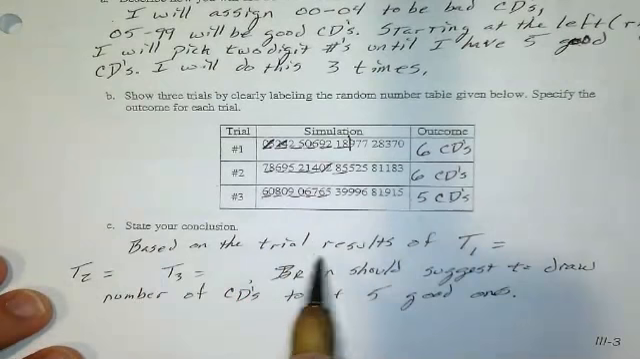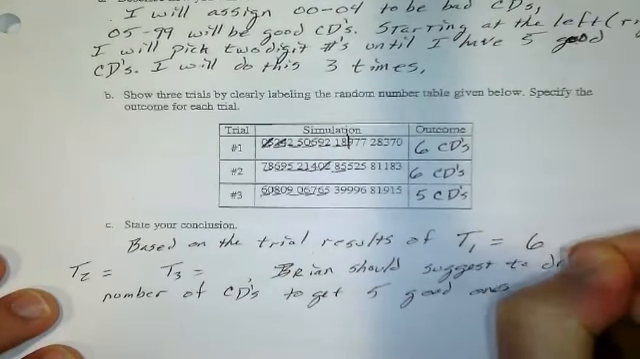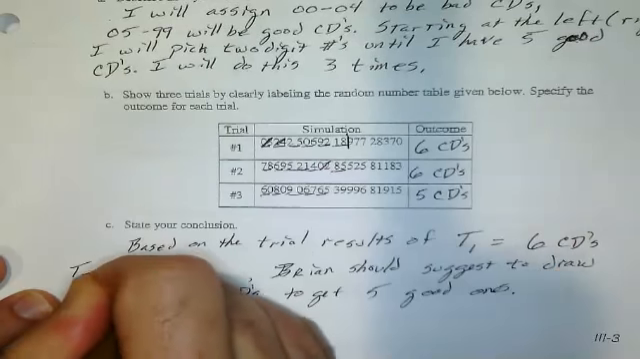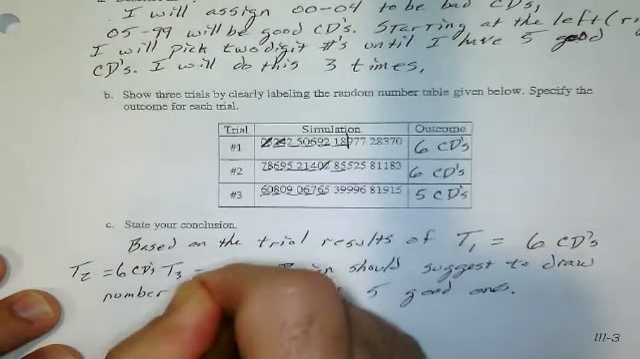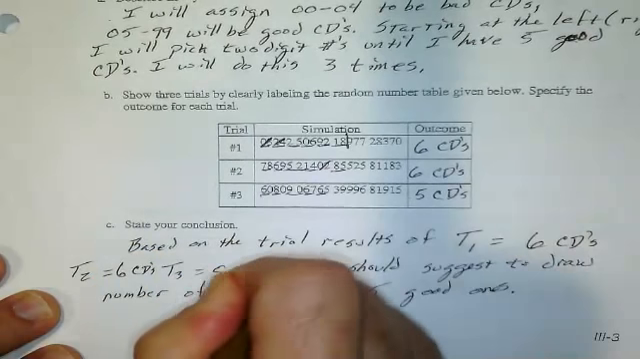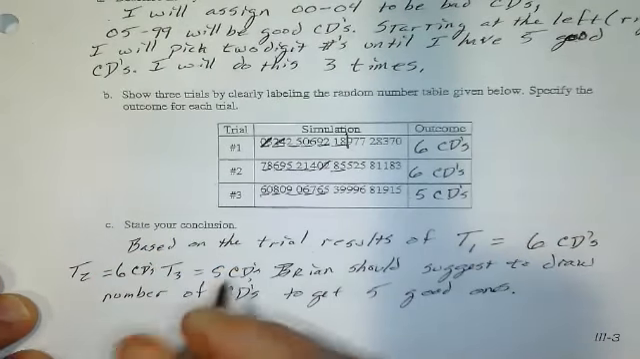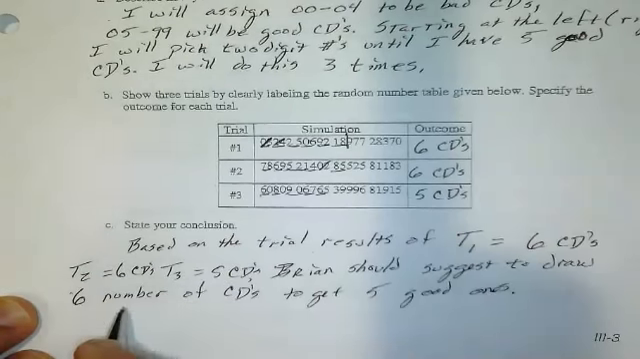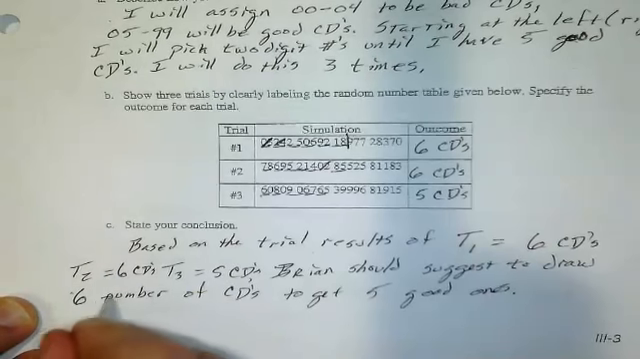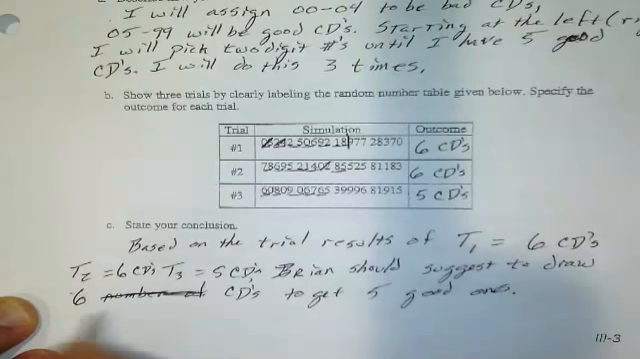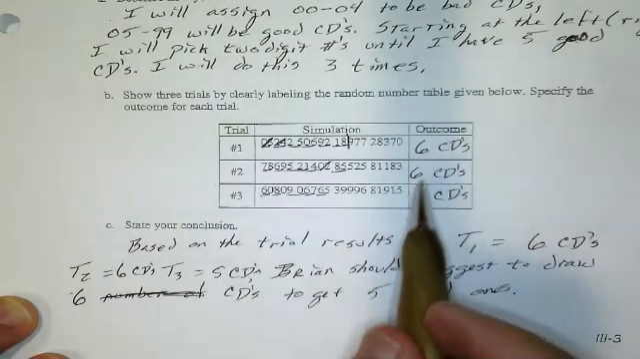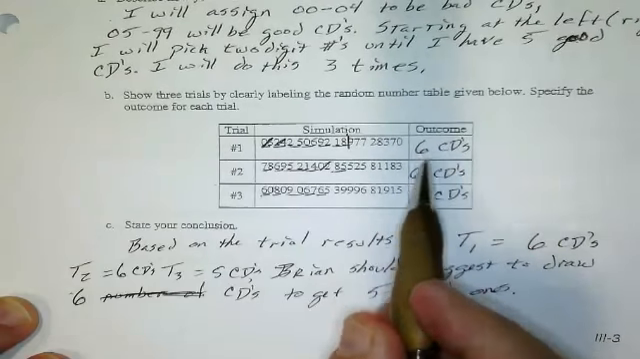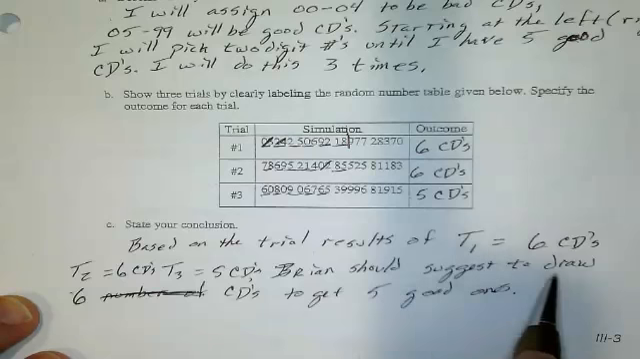So 5 CDs. So based on the trial results of trial 1 being 6 CDs, trial 2 being 6 CDs, and trial 3 being 5 CDs, Brian should suggest to draw 6 CDs to get 5 good ones. Okay, plain and simple. We don't take the average of those. We don't take the mean. We take the highest number. So based on the results, Brian should suggest to draw 6 CDs to give to the executive.